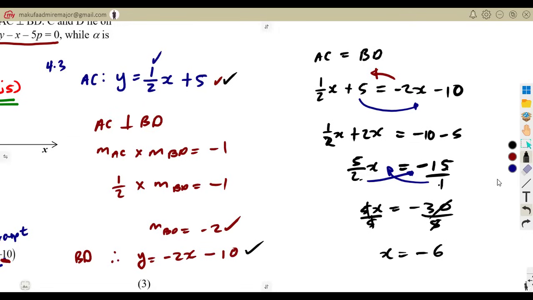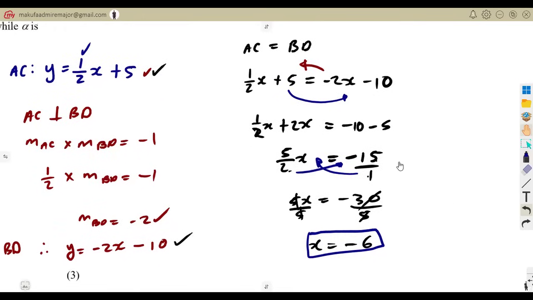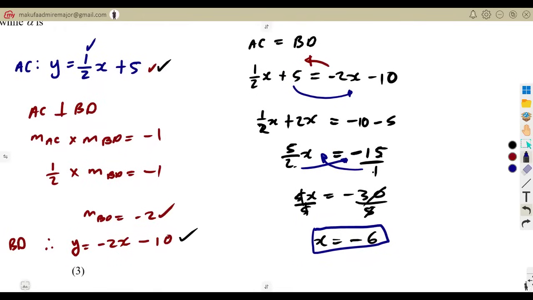So if x is -6, to find the y value, we can substitute in any of these two equations. Remember, we're saying these two equations are the same. So you can substitute in either AC or in BD, anyone of your choice. So substituting in AC, y was going to be equal to half of x, which is half of -6, plus 5. So we are going to have -3 plus 5, which is 2.